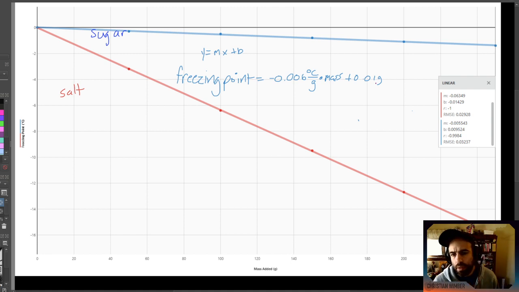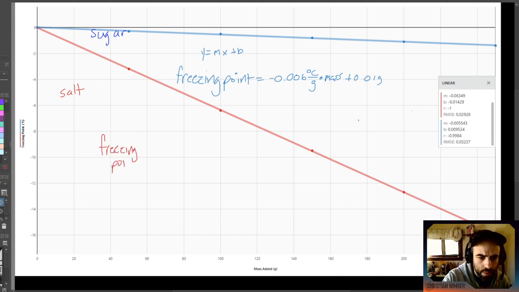Next, let's go ahead and get the equation for the salt. It will be pretty similar. It's still just going to be freezing point, but we have a different slope. Now our slope is negative 0.06. We still used rise over run, so that's degrees Celsius over grams times the mass that we added, plus our new y-intercept, which is now negative 0.01.